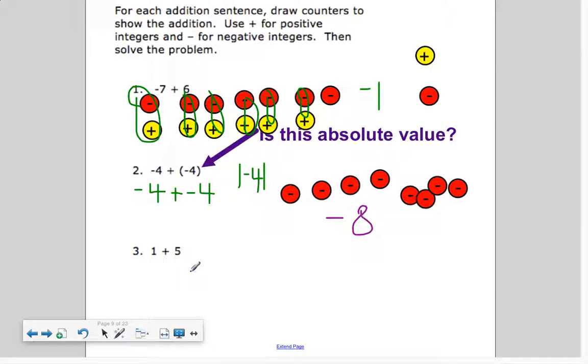1 plus 5 is 6. To represent that, I put one positive, and I put it with 5 more positives. 1, 2, 3, 4, and 5. All right, let's get to the next example.